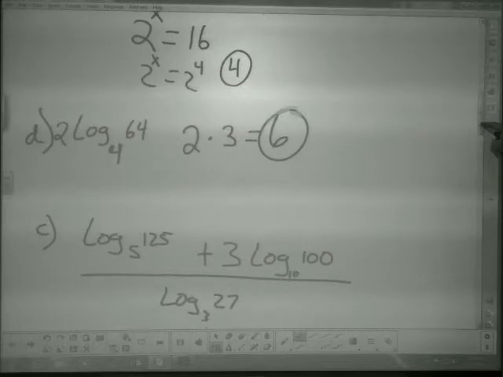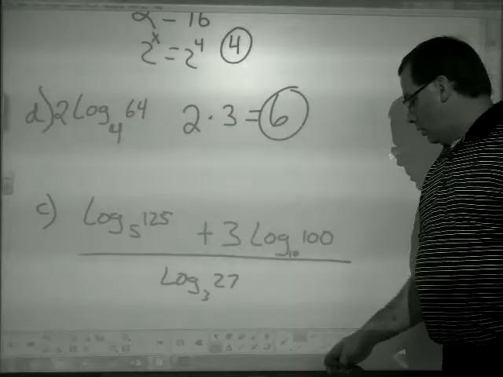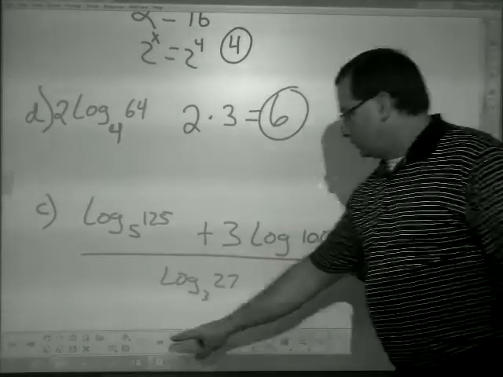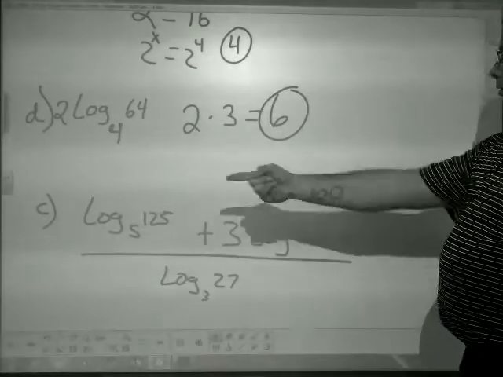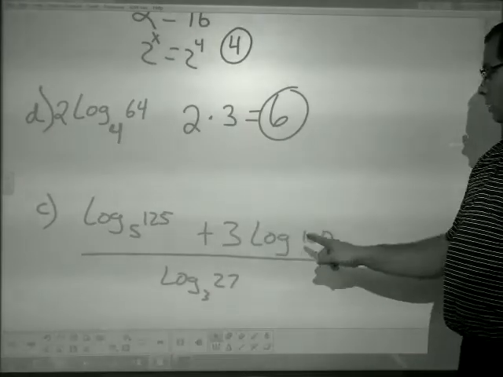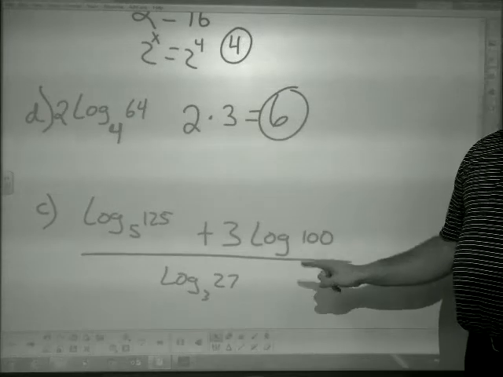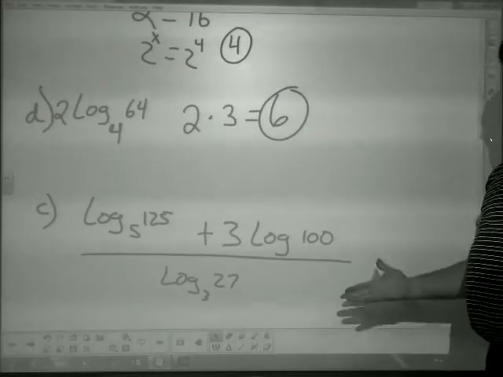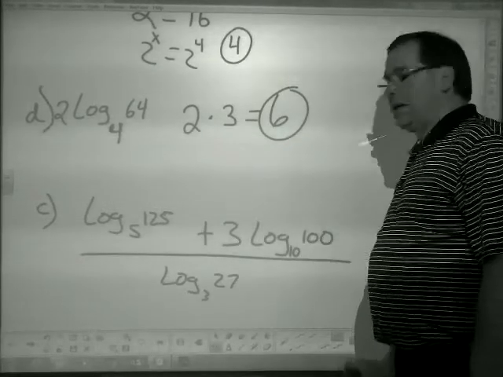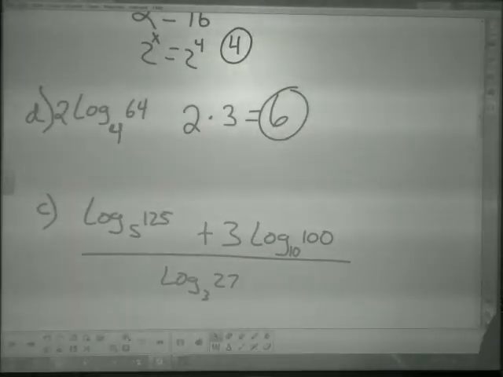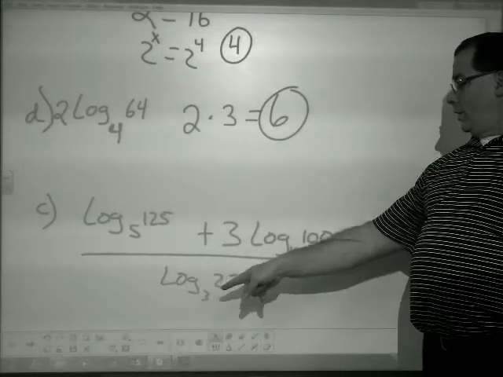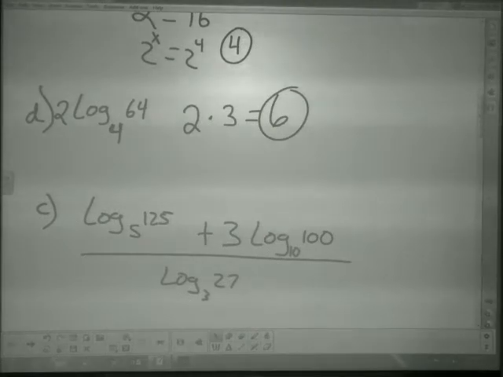All right? Sometimes there might be more than one item here, okay? So, log base 5 of 125 plus 3 log, there's no base here. And remember, if you don't see a base, it's base 10. My suggestion is to write in base 10. It reminds you what the base is. 3 log base 10 of 100 over log base 3 of 27.